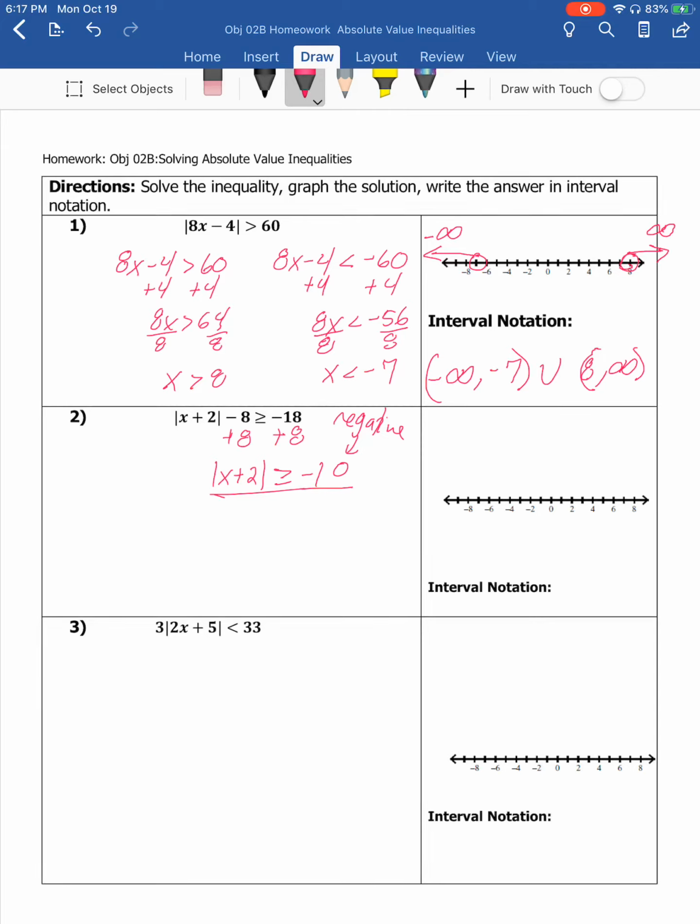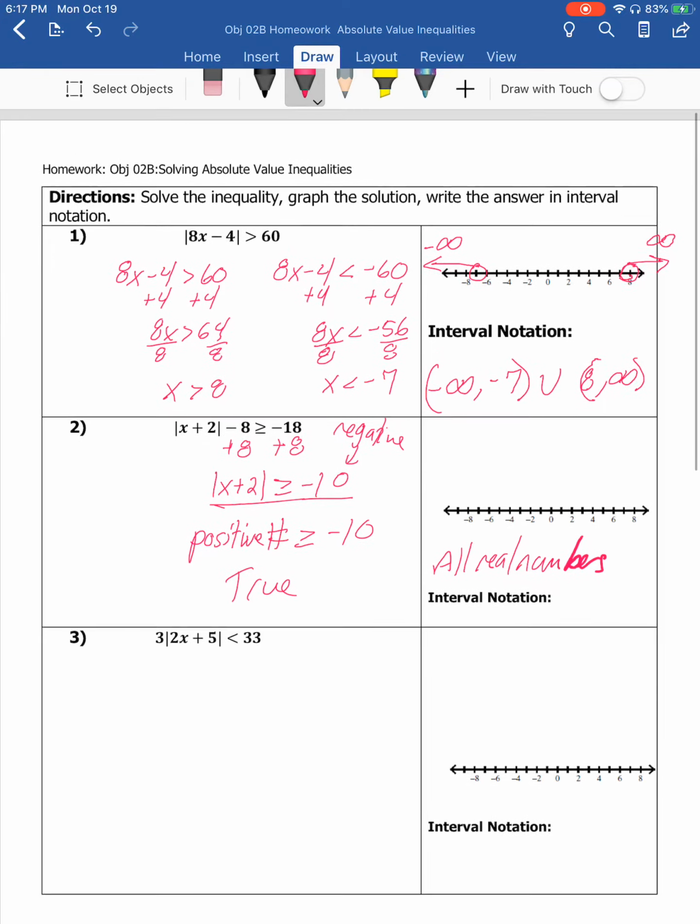So for this, let's say I can't remember the rules. So I just write the word positive. So if I say a positive number is greater than negative 10. Is that true or false? Well, this is true. It's always true. If this is always true, then my answer here is this is going to be all real numbers. In other words, I could use any number at all and it would work.